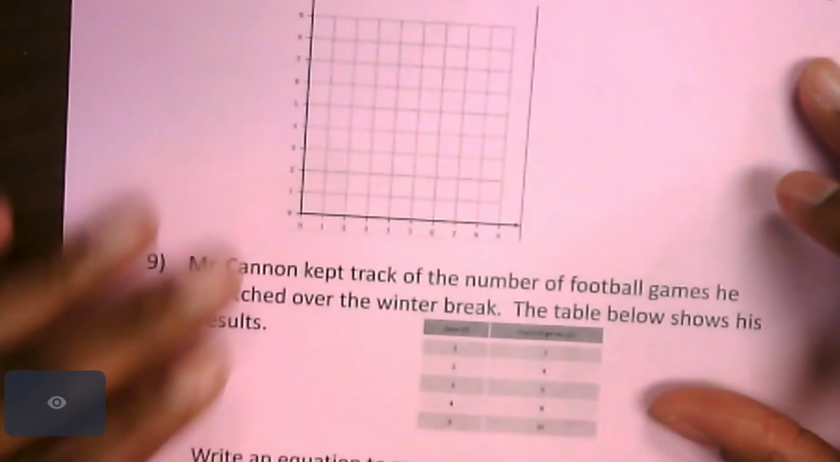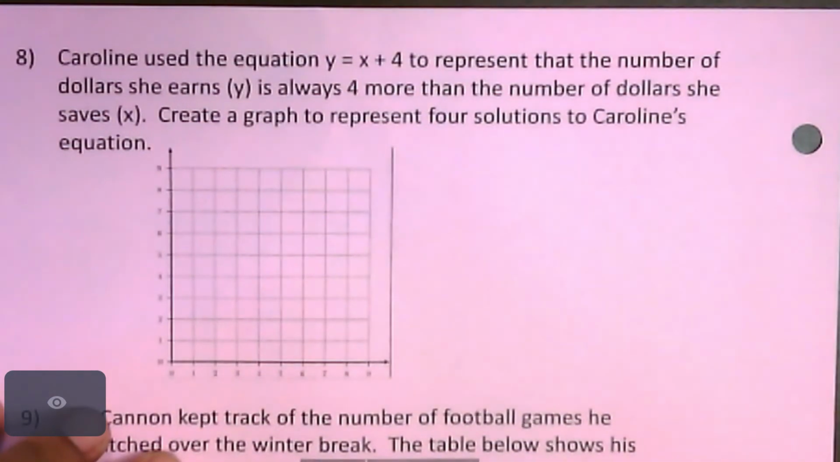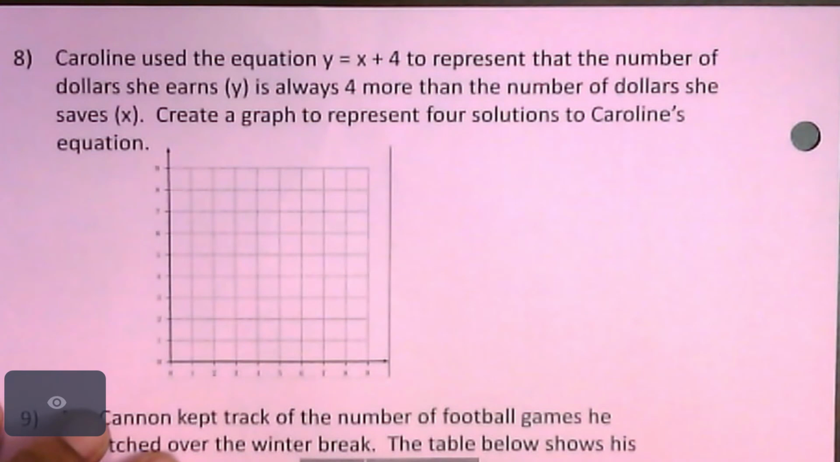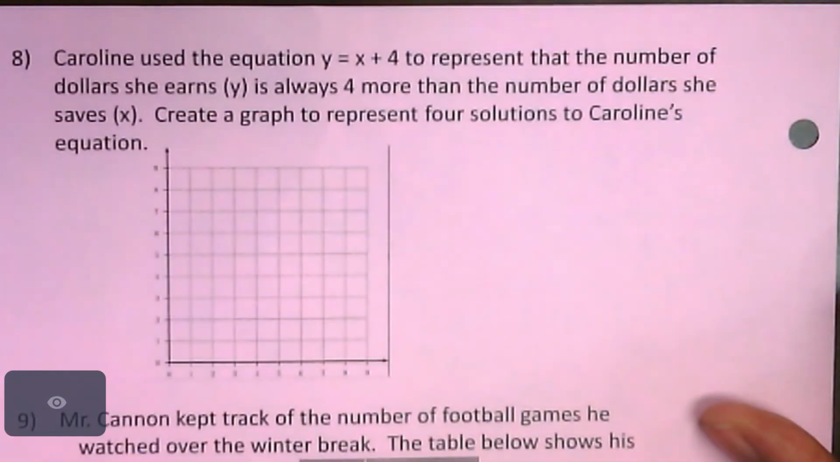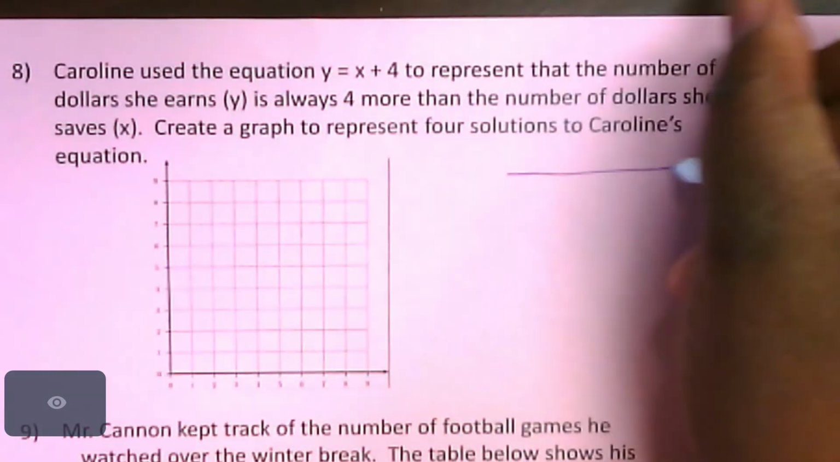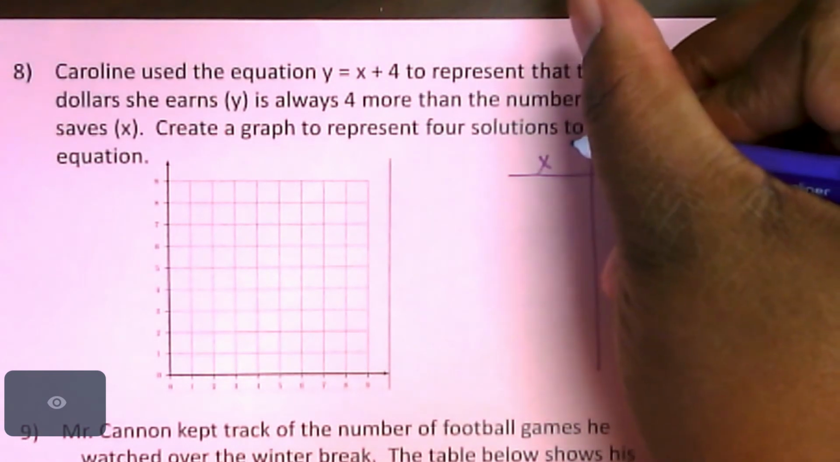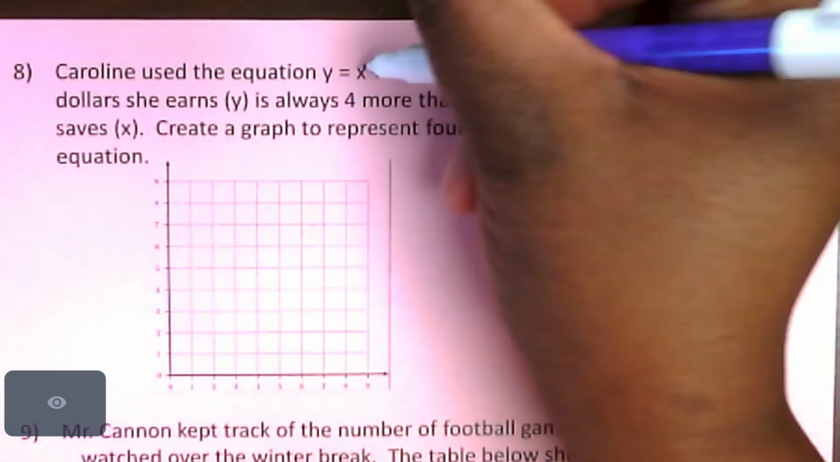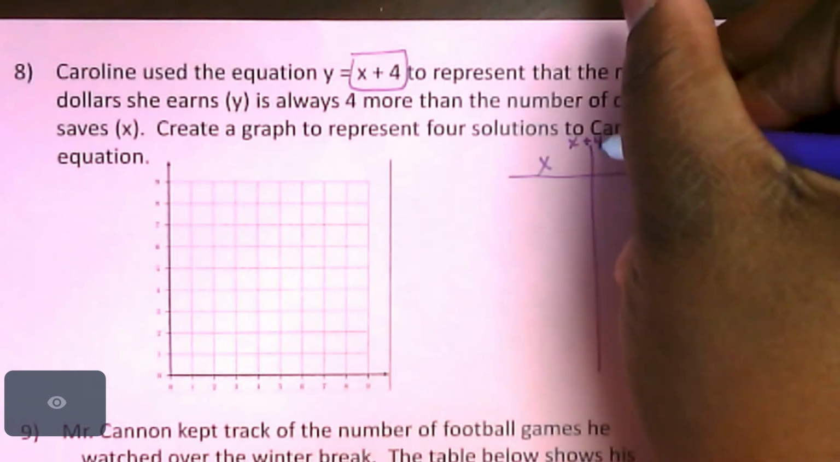Let's turn it on the back. All right, Caroline used the equation y = x + 4 to represent that the number of dollars she earns, y, is always 4 more than the number of dollars she saves, x. Create a graph to represent 4 solutions to Caroline's equation. In order to do that, we are going to make a table, x and y, and we know that our y is going to equal this rule here, x + 4.